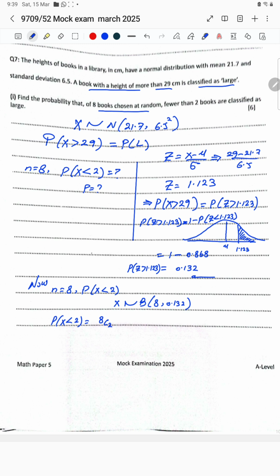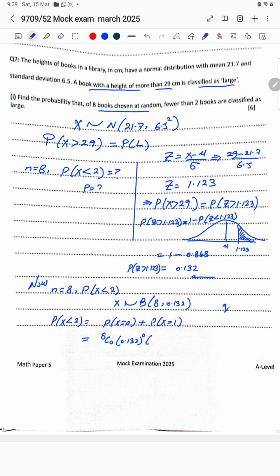okay, we can see 8c2 and 0.132, no, not 2, it's 0. Because less than 2 it can be 0. I can write it as probability of x is 0 or probability of x is 1. That means it's less than this one. So we can write 8c0, p is 0.132 power 0.